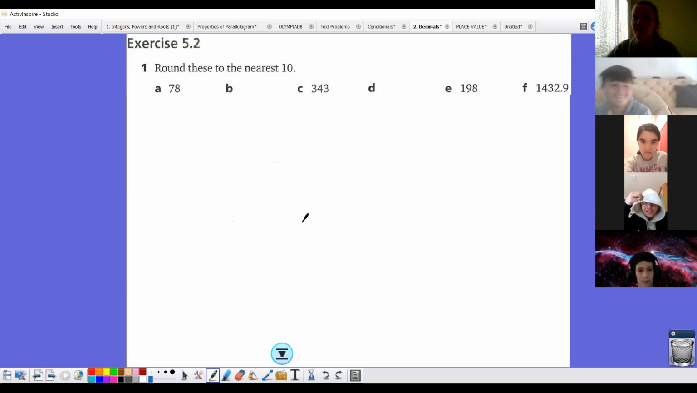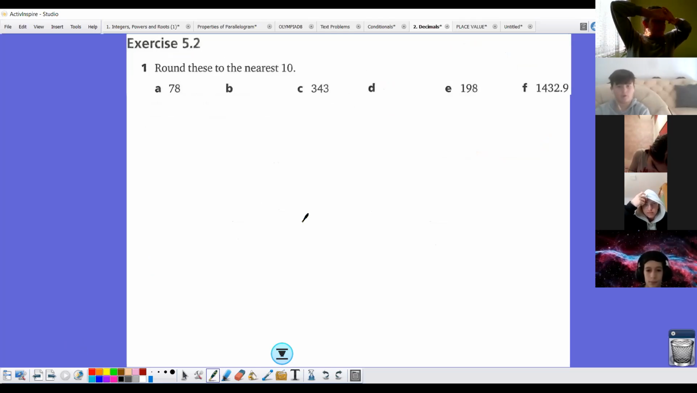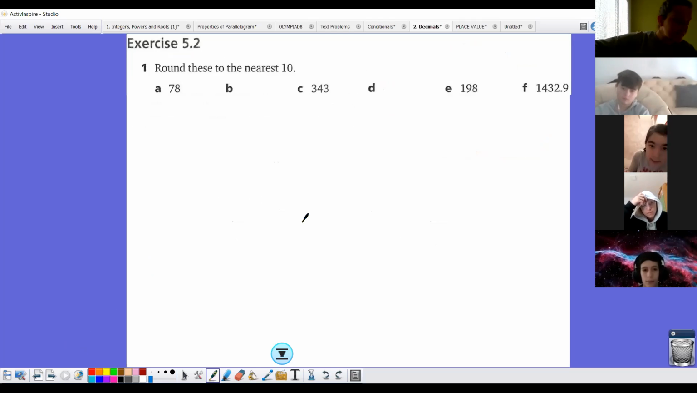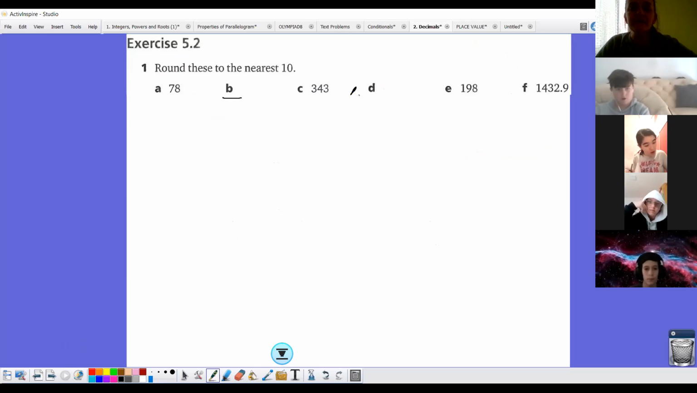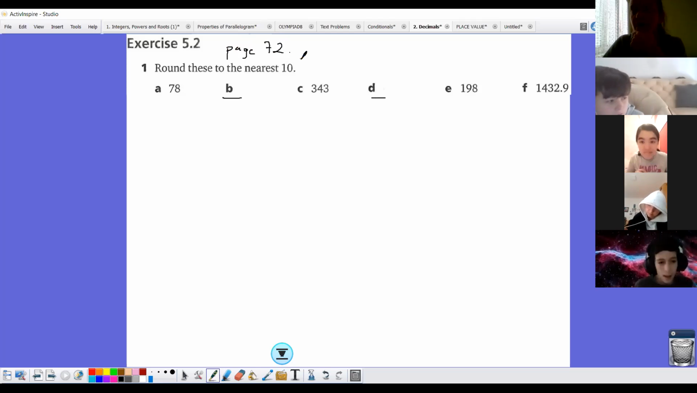Now we have some examples on rounding to the nearest 10. This is again from your book, page 72. We'll do A, C, E, F here. B and D will be your homework. Teacher, B and D are not visible. You have them in your book, guys.